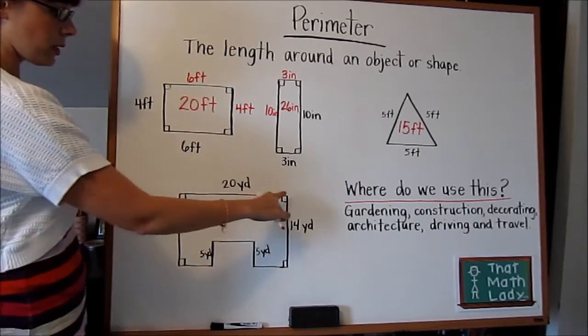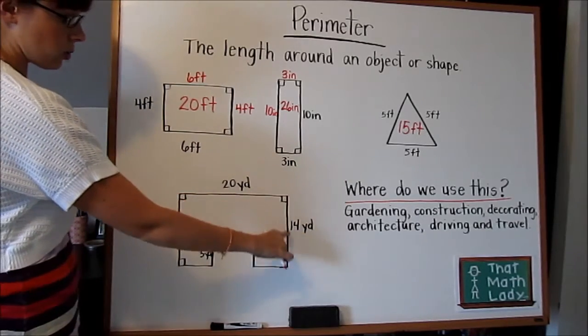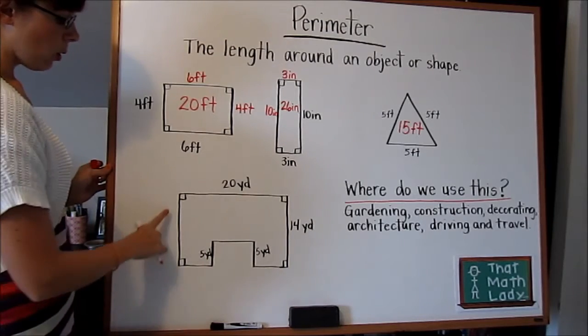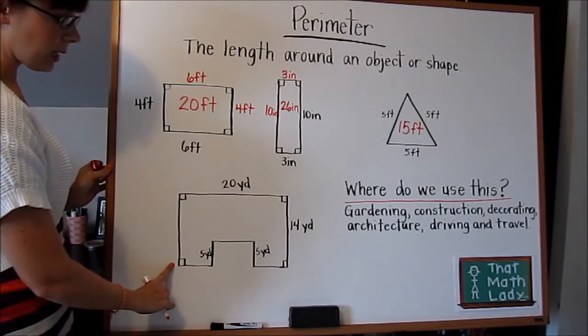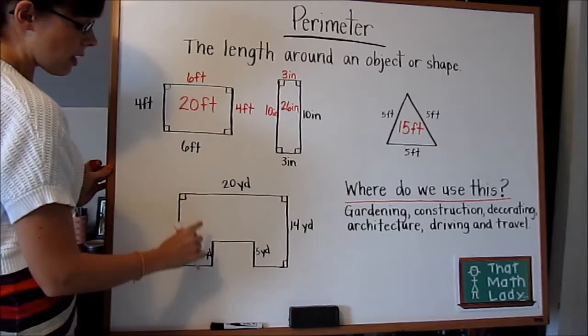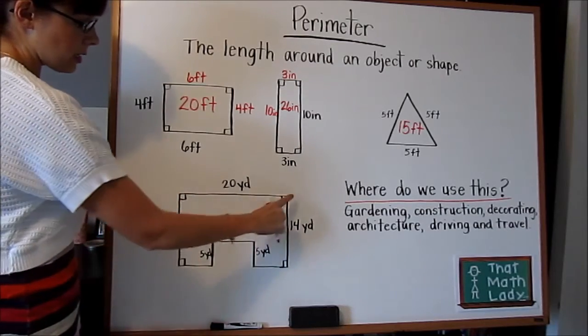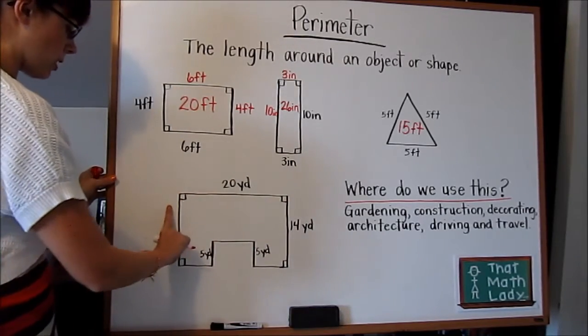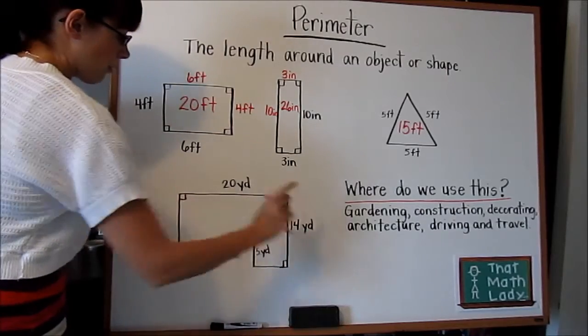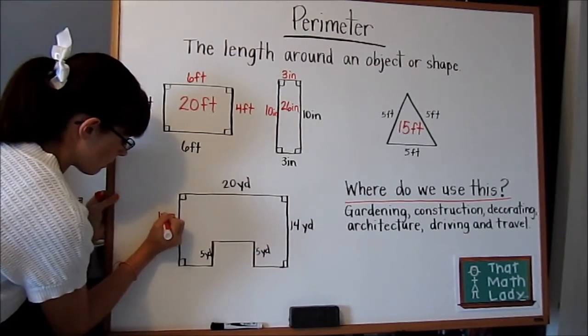So up here I know that this is 20 yards, and this right here is 14 yards. Well, this side is missing right here, but because I know that these are right angles, this side and this side are going to be equal. So this side over here is going to be 14 yards.